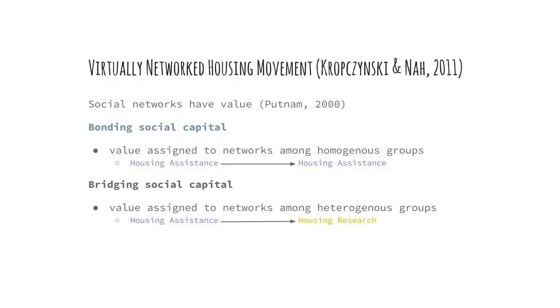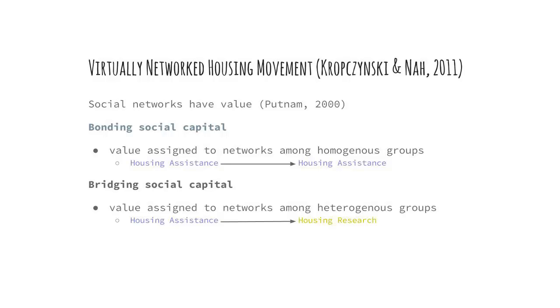There are two particular types of social capital that he refers to, bonding and bridging. Bonding social capital is the value assigned to networks among homogeneous groups. For example, a housing assistance organization that links to another housing assistance organization. The second type is bridging social capital, and that's the value assigned to networks among heterogeneous groups. For example, a housing assistance organization that's linking to a housing research organization. So my article classifies types of organizations like this, housing assistance, housing research, to identify the relationship among them as either being a bonding tie or a bridging tie.